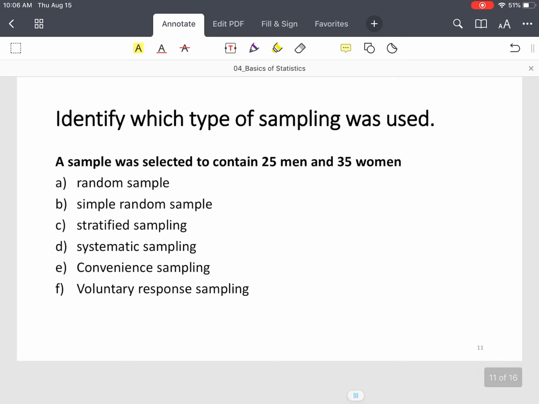We want to identify the type of sample. So this first one says, a sample was selected to contain 25 men, 35 women. All right, now I've got two subgroups. I've got men and I've got women. All right, so that's stratified.